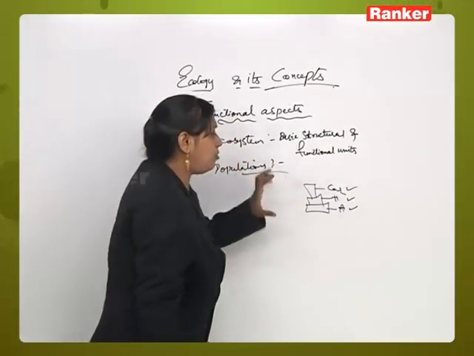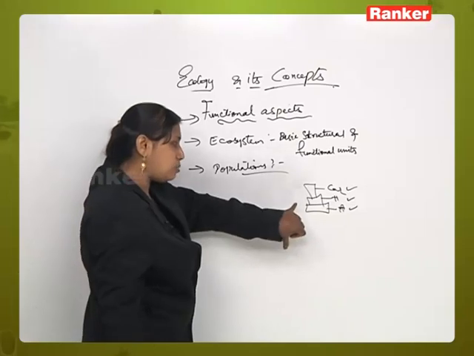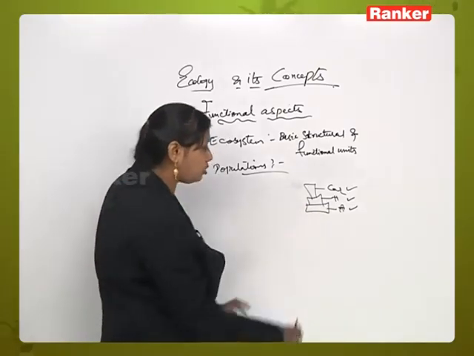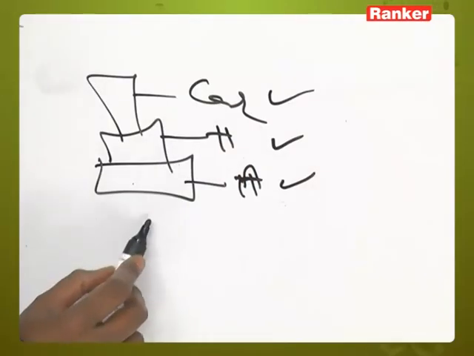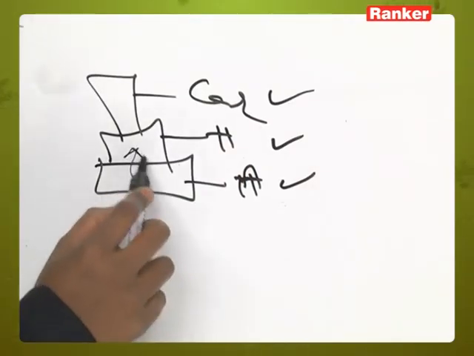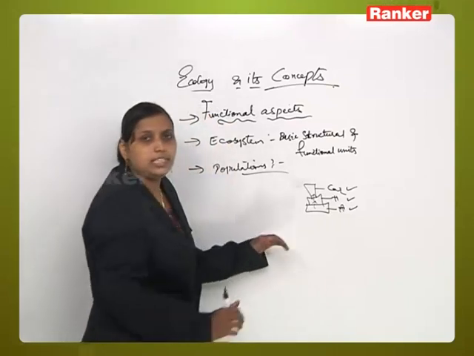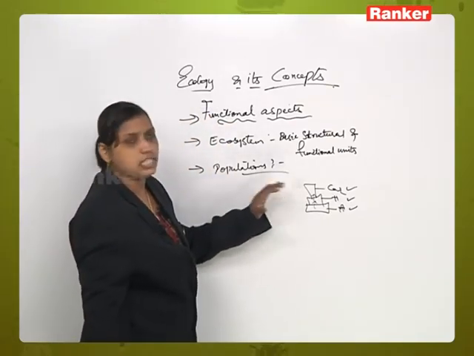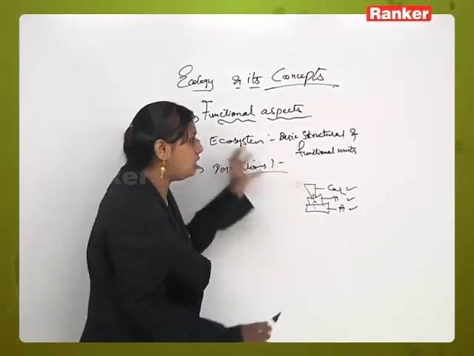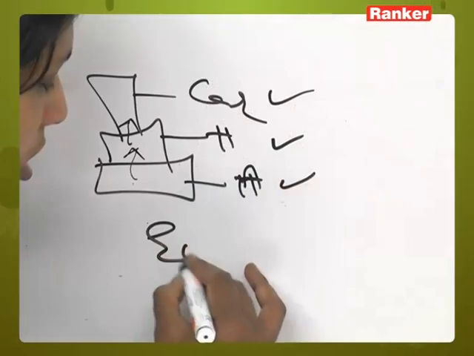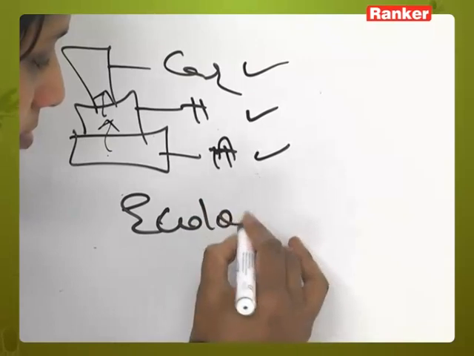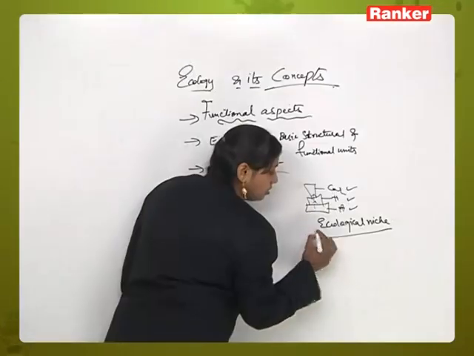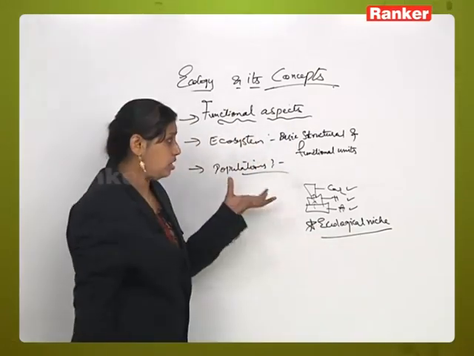Now each population is provided a specific position at each trophic level with due respect to its individual interaction with the physical environment and its interaction with the other groups of organisms existing in the other trophic levels. So this process is called ecological niche. This is important. What is ecological niche?